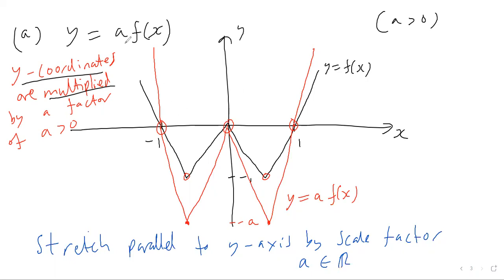But the key thing is that if you multiply your function by a, then your graph is going to be stretched outward. Well, it's going to be stretched parallel to that y-axis. So your y coordinates are all going to be multiplied by a factor of a. So that's the key thing to realize for today's video.